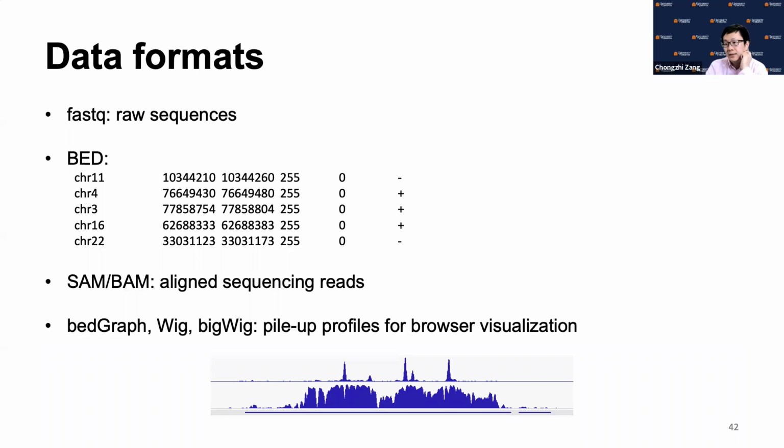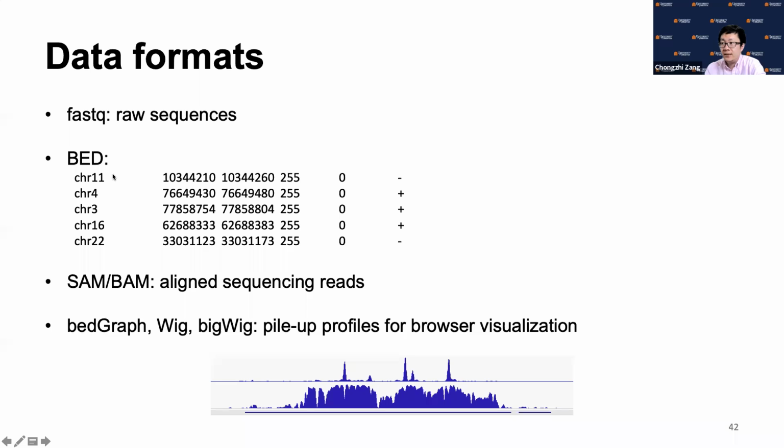And regarding data formats, if you are dealing with ChIP-seq data analysis or looking at the results from ChIP-seq data, you might see different formats of data. FASTQ is a commonly used format to represent raw sequences. For most epigenomic data, they represent certain coordinates or regions in the genome. The most commonly used data format for region-type data is called BED.